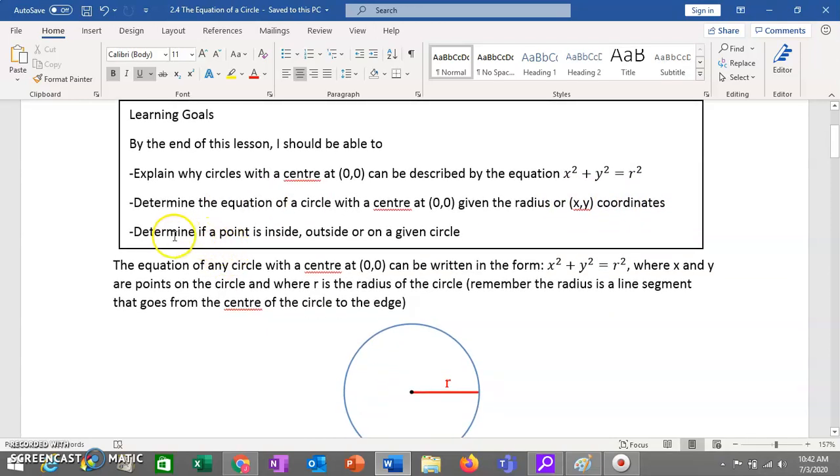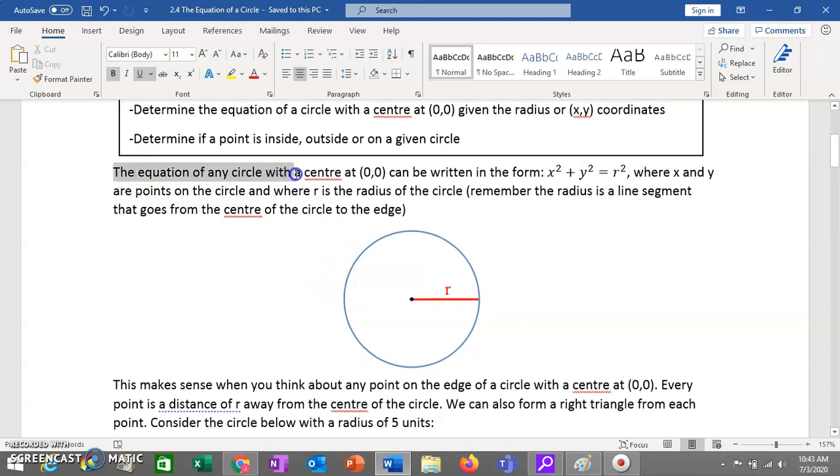And then finally, if I give you an equation of a circle or a drawing of a circle on a grid, and I give you a point, x comma y, you have to tell me, is that point on the circle? Is it inside the circle? Or is it outside the circle? Okay, so that's what we're going to be covering. This is a pretty short one.